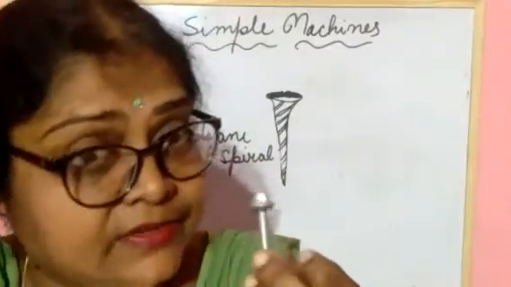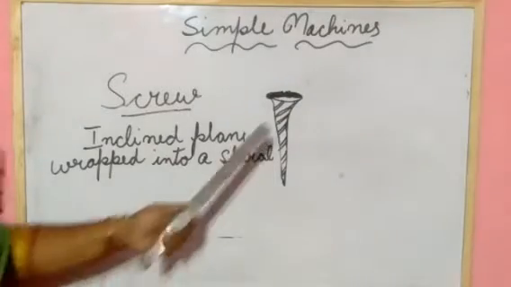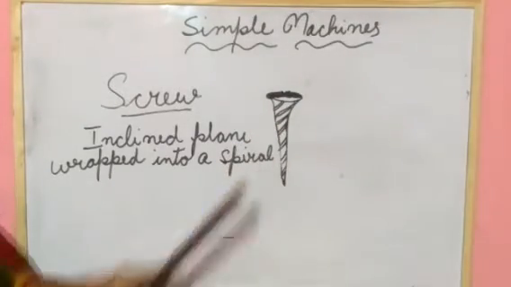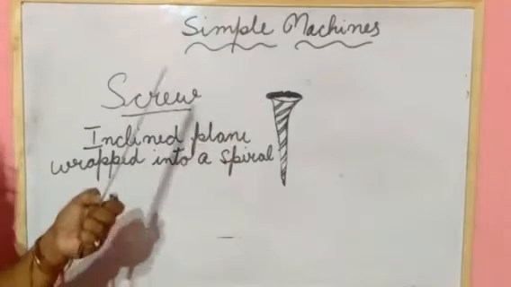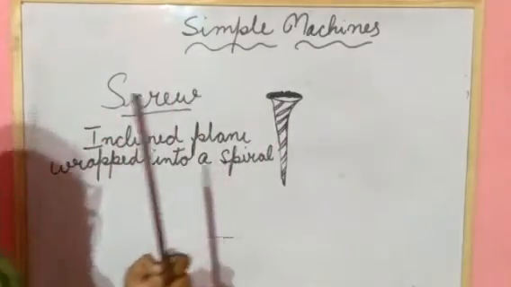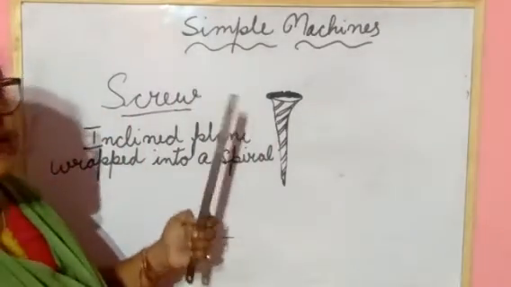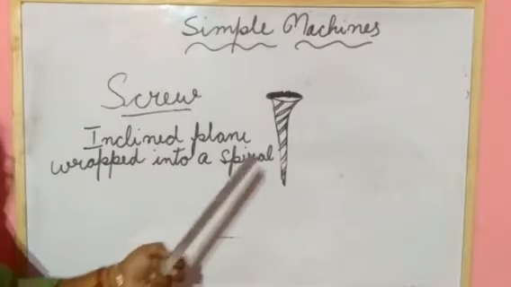The screw has this thread. What is the function of this thread? In this diagram of a screw, one end is lower and the other end is up. Both ends are not touching each other. So you can see that a screw is an inclined plane. Then the screw has threads.